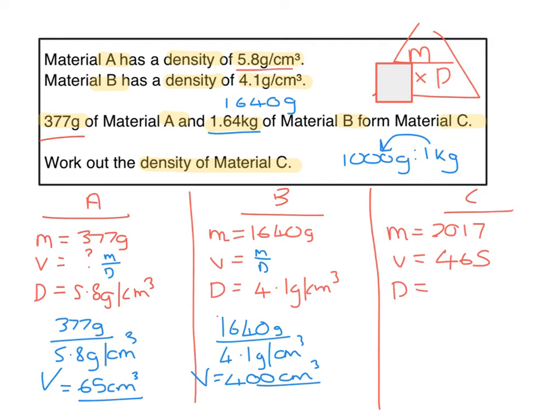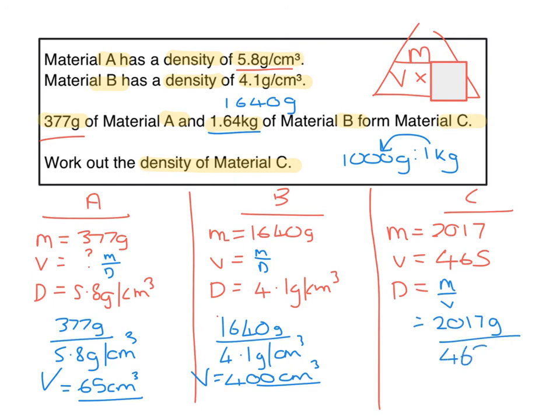And I want to find out my density, so I need to use monkey victory dance again. If I look at my triangle, this time I'm finding density, so I'm going to cover up D instead. That tells me that I want to be doing M divided by V, which is 2017, and that was grams, divided by a volume of 465 centimetres cubed.